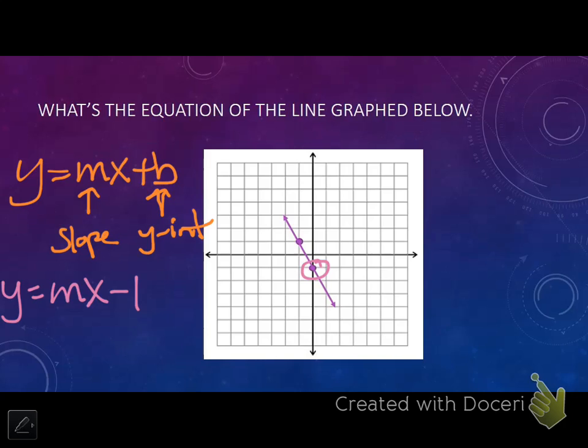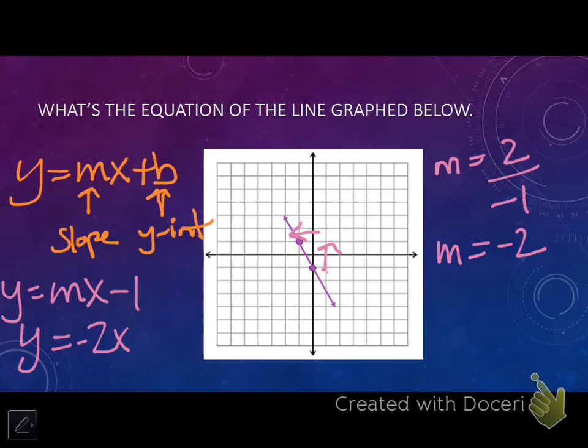Now I need to find slope. So to find my slope, I can go from one point to the next. So I rise 2, and I run to the left 1, so it has to be negative 1. So then my slope is negative 2, because 2 divided by negative 1 is negative 2. So that means my equation of my line is y equals negative 2x minus 1.